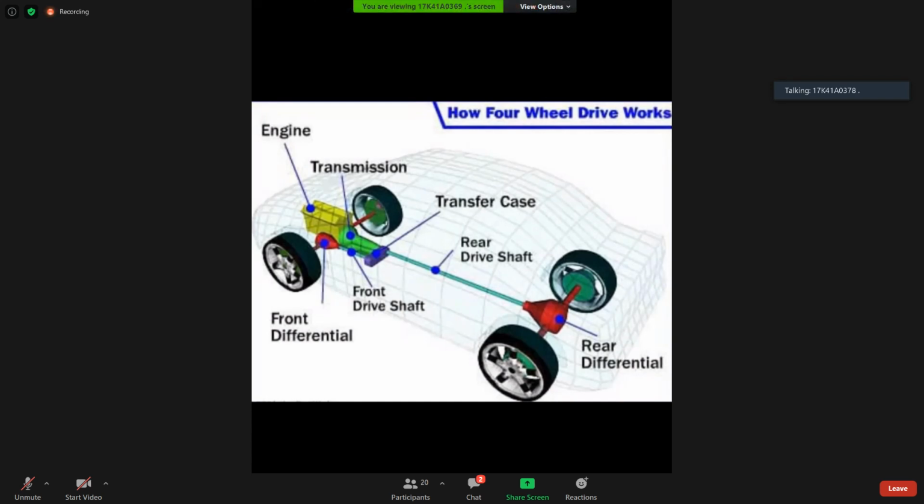Myself, Vishnu. My topic is about power transmission and four-wheel drive. Here in my presentation, I'm not adding any paragraphs. Only two pictures I've added. These will show and give the relevant information.